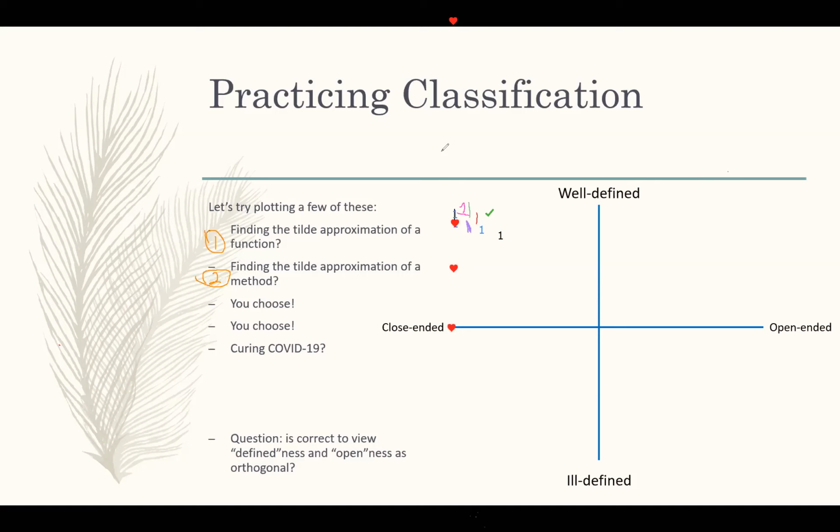Well, here, I can think of it as being well-defined just because I have a formula, right? I know the definition of a tilde expression. Those things I all know. In terms of closed-endedness, it's pretty closed-ended as well because there's one exact answer to this thing. I don't have a bunch of different variety. So yeah, that position makes sense to me. All right, what about number two? Where does number two go?